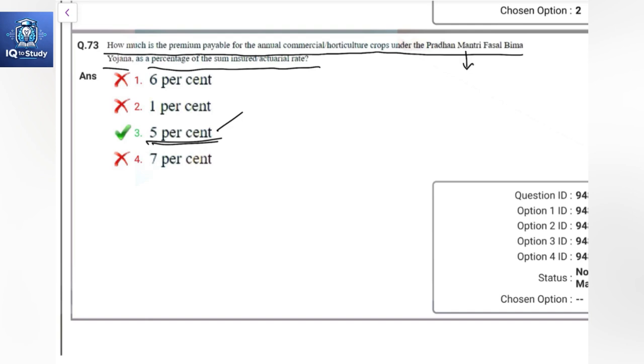Pradhan Mantri Fasal Bima Yojana started on 18th February 2016. It replaced the two earlier schemes, namely Rashtriya Krishi Bima Yojana and the revised National Agricultural Insurance Scheme.